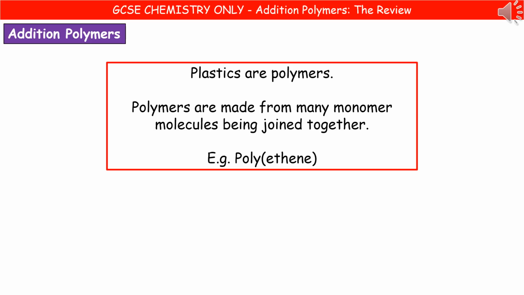First up then are the addition polymers. And a good example of addition polymers are plastics. The way we make them is by joining many monomer molecules together. And a good example of this is polyethylene.